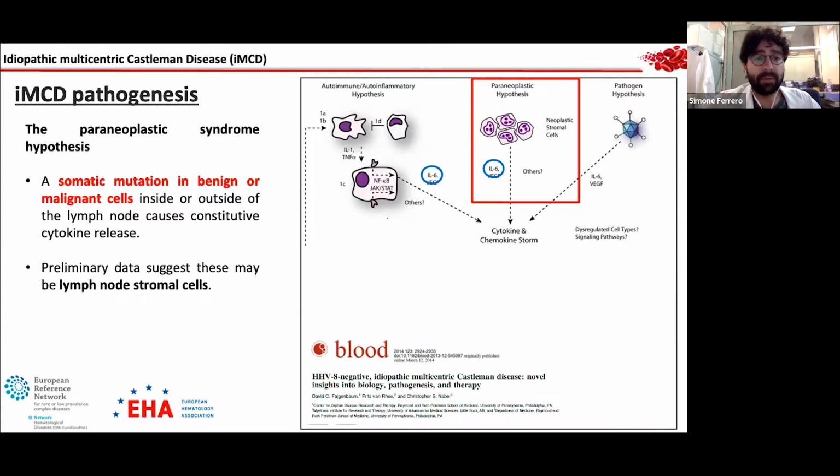So the paraneoplastic inflammatory syndrome may be due to a somatic mutation in a benign or a malignant cell that could be inside or outside the lymph nodes. Some preliminary data suggested that it may be lymph node stromal cells, but again, no demonstration. We have no demonstration of a tumoral cell causing IMCD.